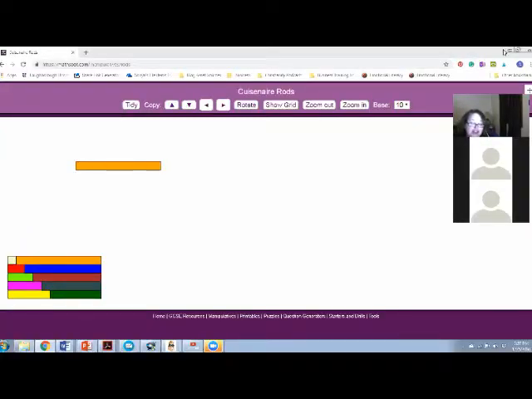So in the first couple chapters of book one, Gattegno introduces multiples, and it's multiples of small numbers.